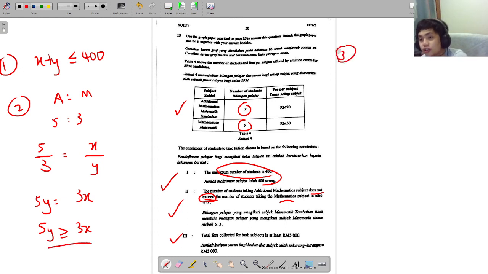For the third condition, total fees collected for both subjects is at least 5,000. So x times 70, 70x, plus y times 50, 50y, and it must be at least 5k. So it's greater than or equal to 5,000.